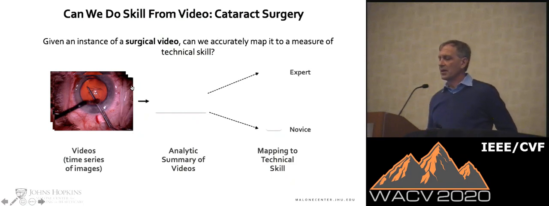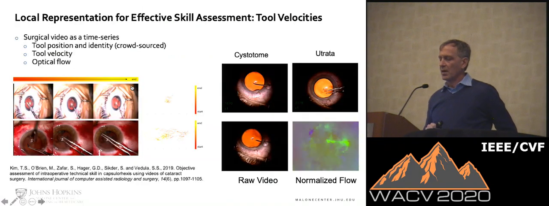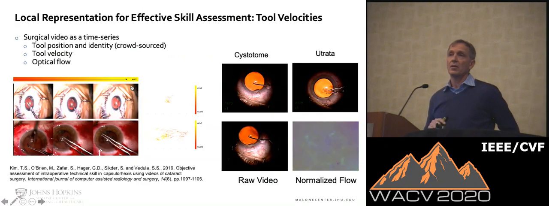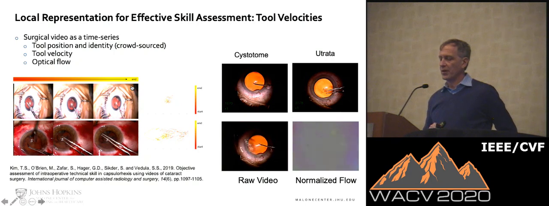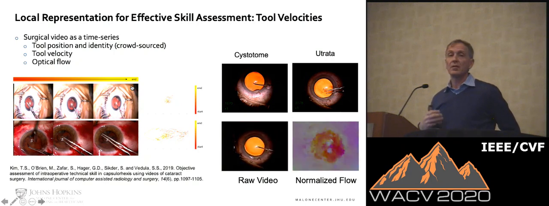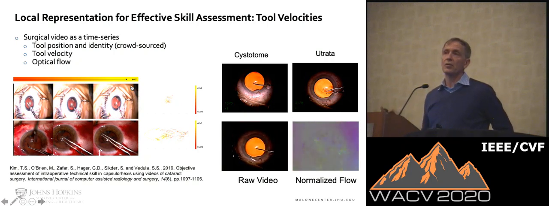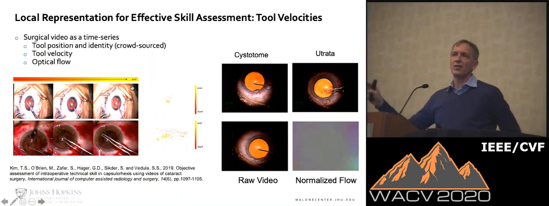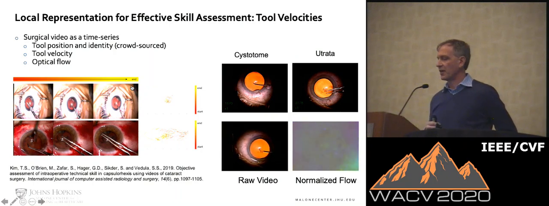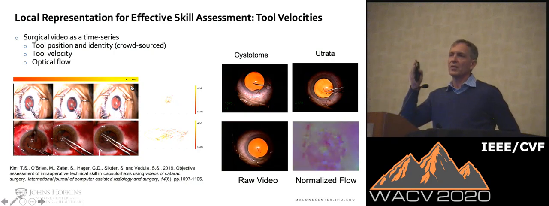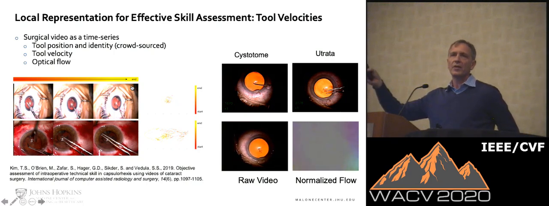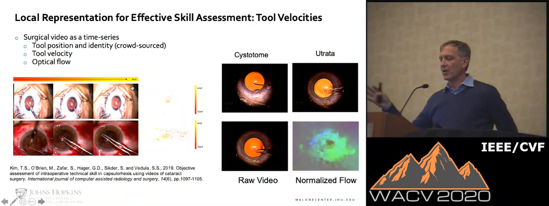So what we did is gather a set of videos, and we crowdsourced all the tool information, the same information you saw before, so we can do skill analysis using tool information. But we also computed optical flow, which ended up being the best signal. We tried a lot of signals, but we're going to stick with optical flow as the best on the video. So you can think of having two time series. One is what tool's in the eye and how it's moving, and the other is optical flow.